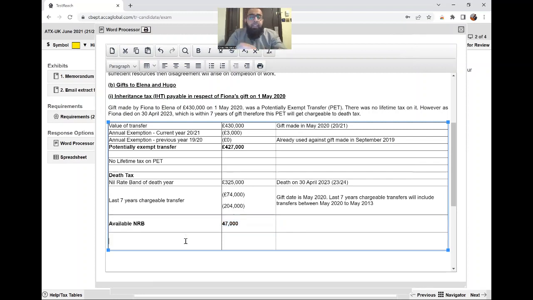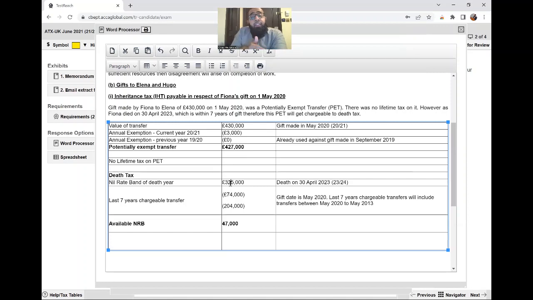I will repeat it again. If someone has any query, it will get clear. First of all, we looked at the value of transfer that was 430,000. We deducted the annual exemption of current year, 3,000. Last year's annual exemption was already used against the gift made in September 2019. Okay, so the value of potentially exempt transfer was 427. Okay, now no lifetime tax on PET. Then we started calculating the death tax. Nil rate band of death year is 325,000.